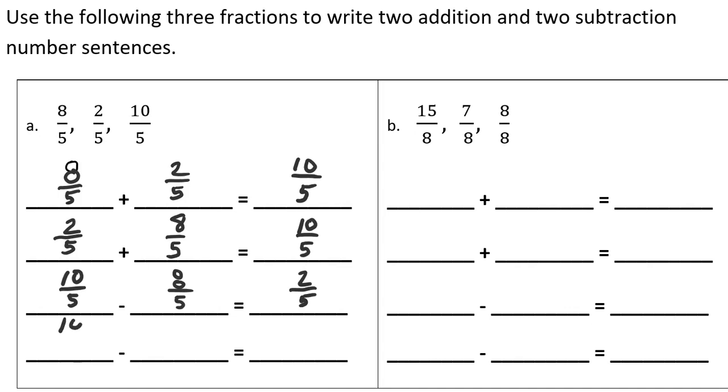And again, I'll start with my 10/5. And this time I'll subtract the 2/5. 10 minus 2 is 8. Denominators stay the same. 10/5 minus 2/5 equals 8/5. Just like we have those related facts with regular addition and subtraction, we can still look at those related facts when we're adding and subtracting fractions.